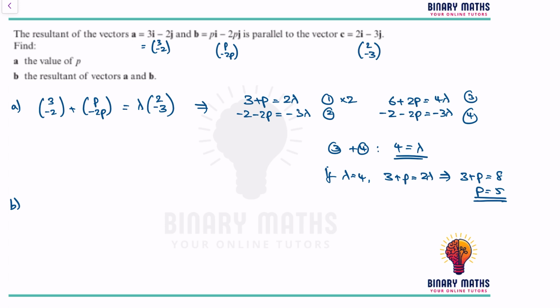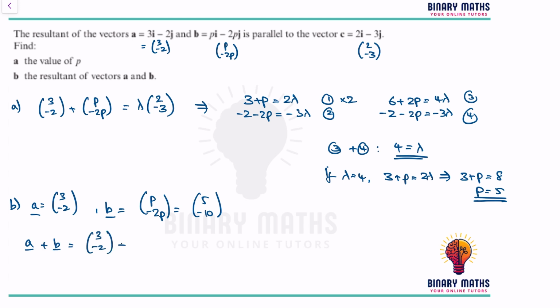Find the resultant of vector A and B. So A will be equal to (3, -2). B is equal to (P, -2P), which means it's (5, -10). So A plus B will be equal to (3, -2) plus (5, -10), which is (8, -12).